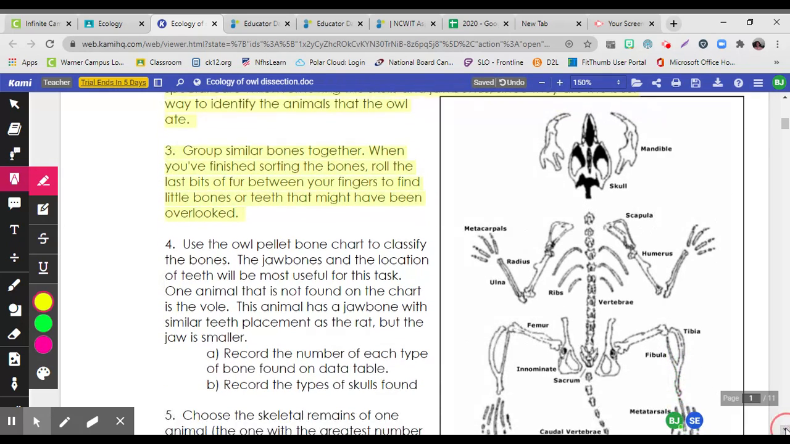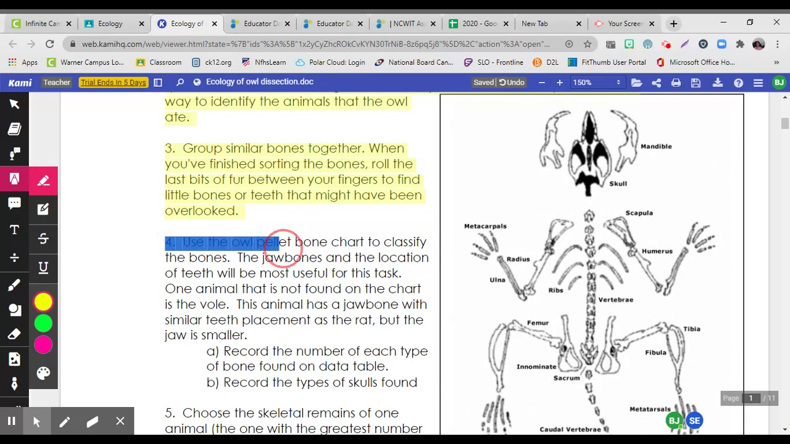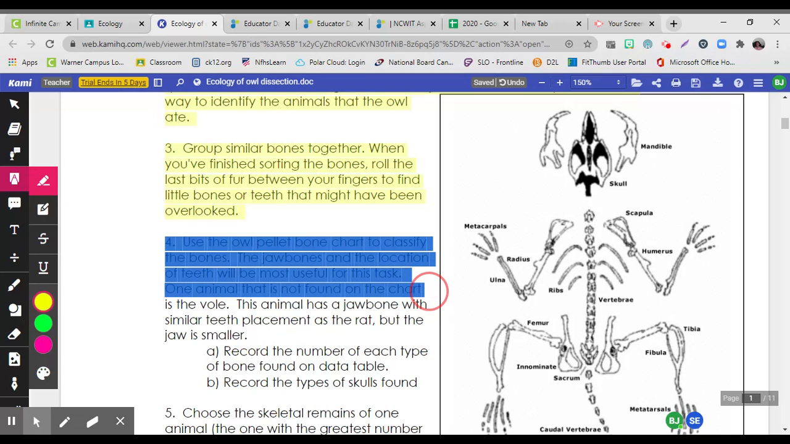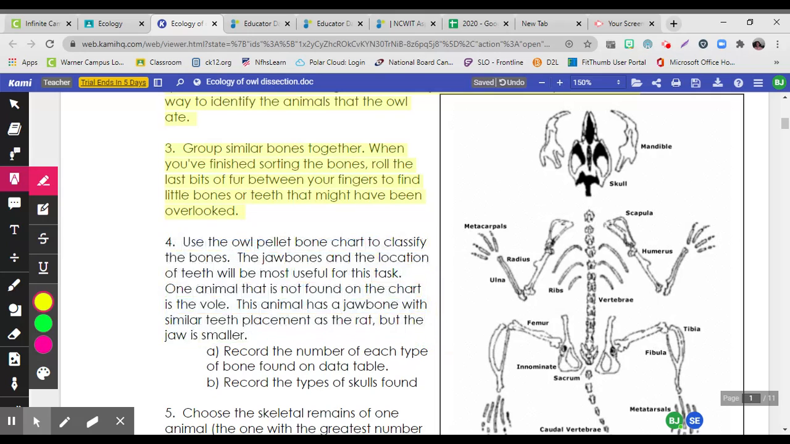Step number 4. Use the owl pellet bone chart to classify the bones. The jaw bones and the location of the teeth will be most useful for this task. One animal that is not found on the chart is a vole. A vole has a lower jaw with similar teeth placement as the rat, but a jaw that is smaller.